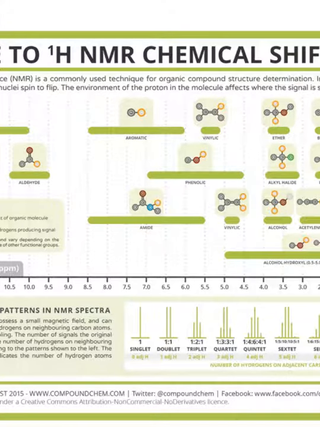So here we have a guide to proton NMR chemical shift values, and this can be helpful when we are doing proton NMR to try to determine where the shifting is occurring and what could be causing the shift.